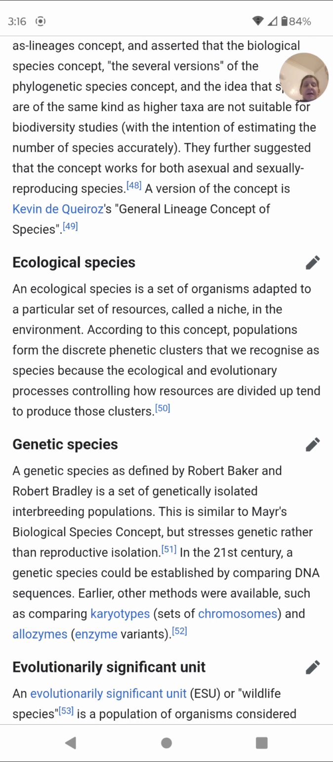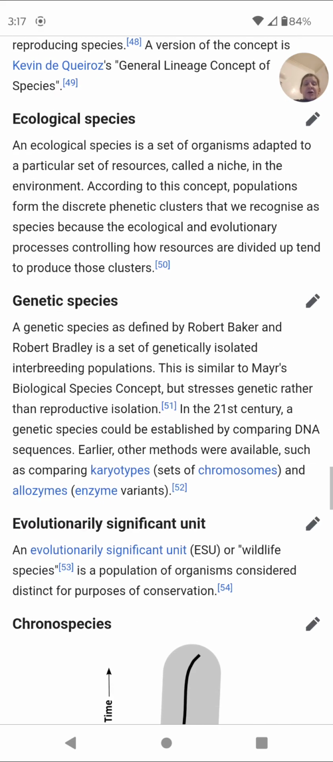Ecological species. An ecological species is a set of organisms adapted to a particular set of resources, called a niche, in an environment. According to this concept, populations form discrete phenetic clusters that we recognize as species because the ecological and evolutionary processes controlling how resources are divided up tend to produce these clusters.